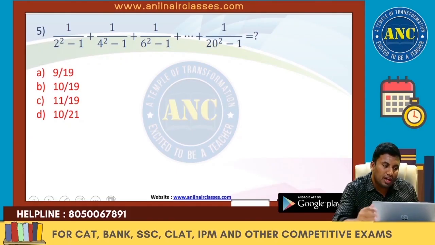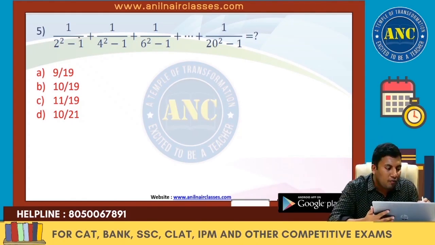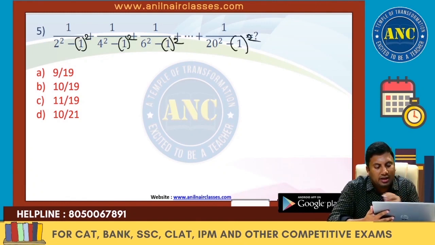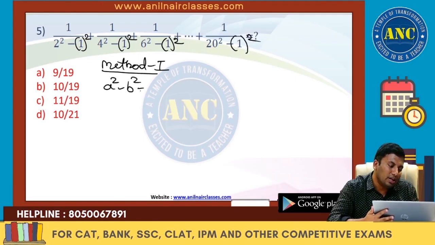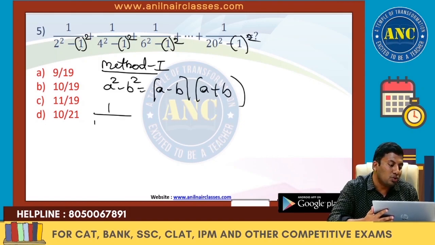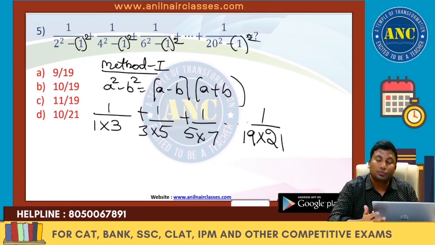Fifth one. See here, 1 by 2 square minus 1, 4 square minus 1. Those of you preparing for the CAT exam, this is an original CAT question. 1 can be written as 1 square. Method 1, a square minus b square logic. A square minus b square is (a minus b) into (a plus b). So if I use this logic, 1 by 2 minus 1, 2 plus 1, 4 minus 1, 4 plus 1, 6 minus 1, 6 plus 1, 20 minus 1, 20 plus 1.